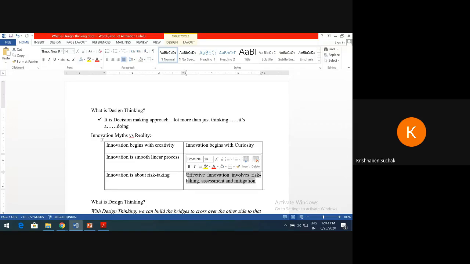Yes, it is. But with risk taking you need the assessment method also. When you fail somewhere, you need to assess what you did and what was done that you failed in this process. And mitigation means one type of avoidance. You should be like, okay, this thing failed, that is okay, I will try some other thing with some other process so that I can improve myself. Okay, so that is the reality of innovation.